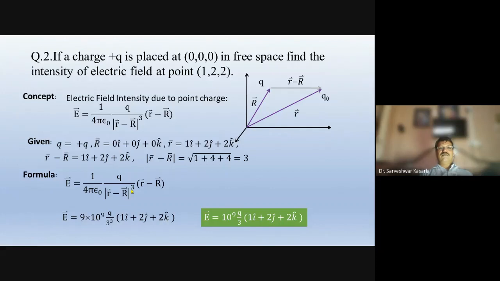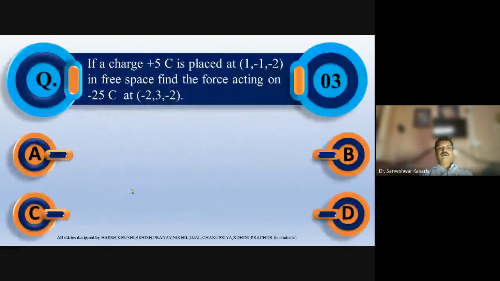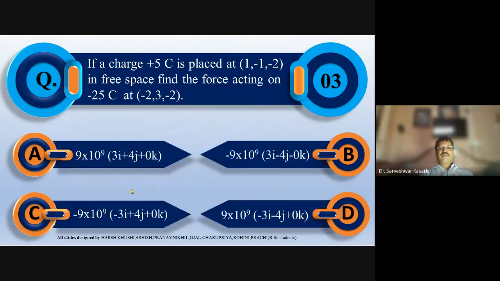Let us try the next question. Question number 3. If a charge of plus 5 coulomb is placed at (1, -1, -2) in free space, find the force acting on minus 25 coulomb at (-2, 3, -2). So here the options are like this. You may take your time to solve the problem.